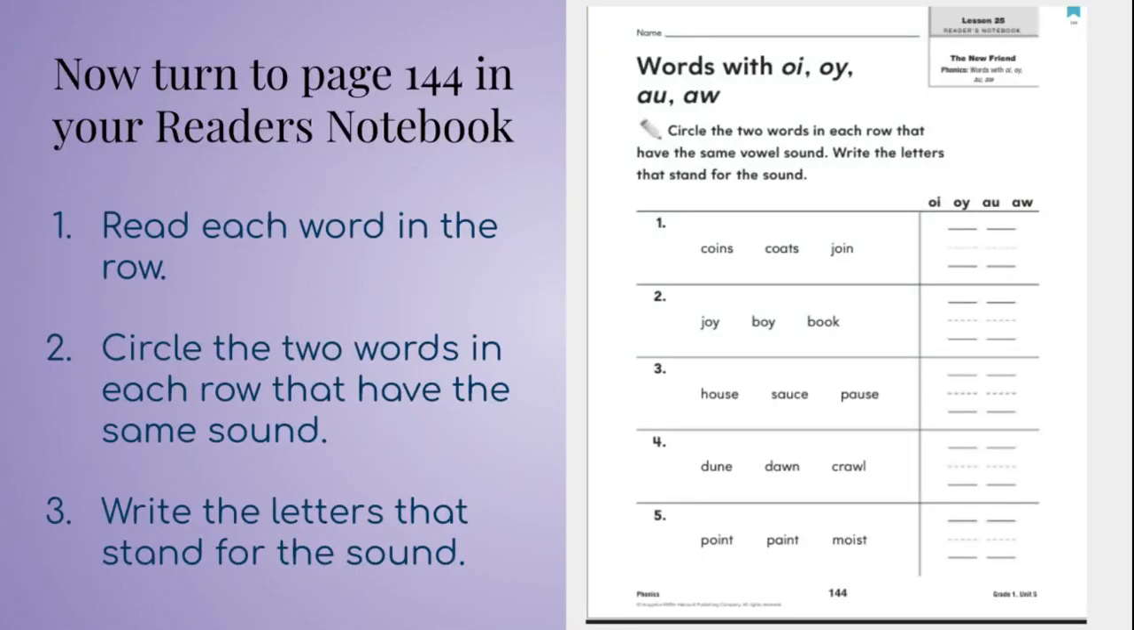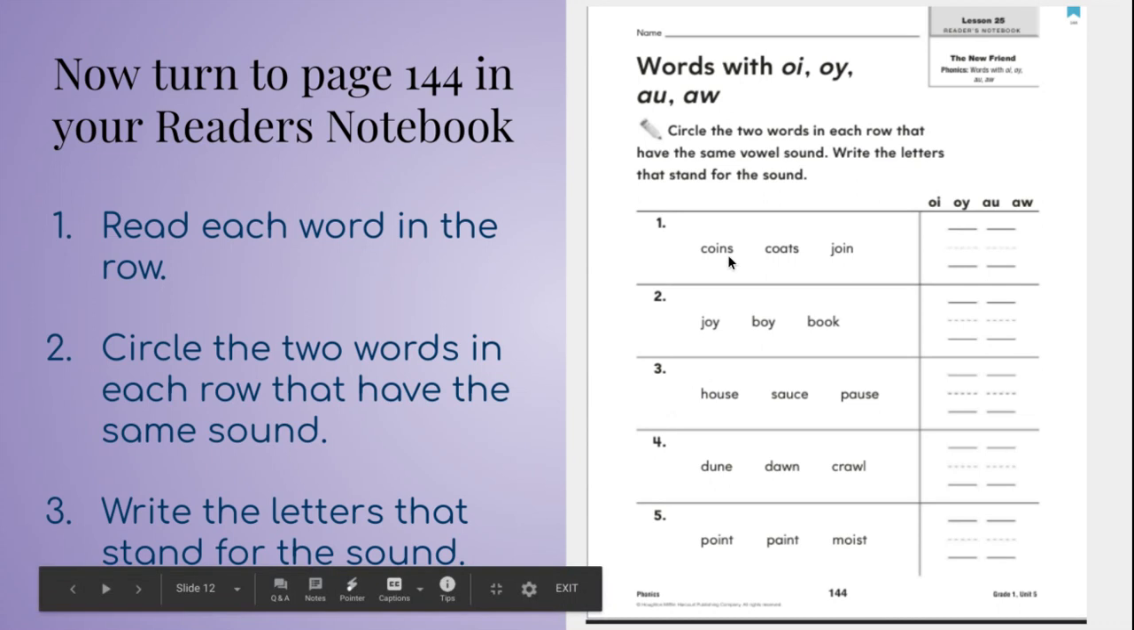Okay, now you're going to turn to page 144 in your reader's notebook. You're going to read each word in the row. Then you're going to circle the two words in each row that have the same sound and write the letters that stand for that sound. So remember, your letters are OI, OY that make that oi sound, or AU and AW that make that ah sound. So let's do the first one together. My three words are coins, coats, and join.